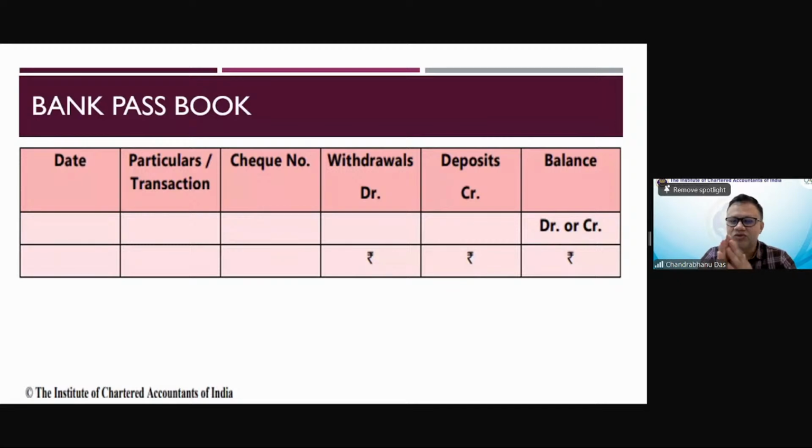You have a date, particulars, some check number or narration, and some withdrawals and some deposits. This is what a passbook talks about.